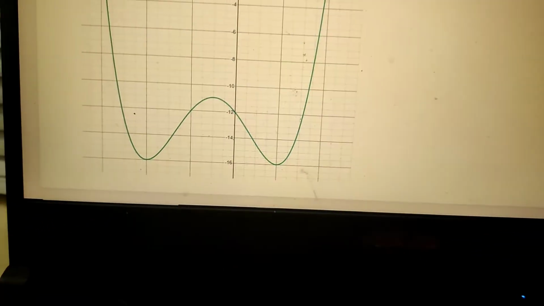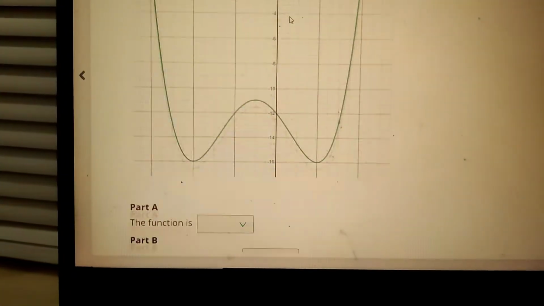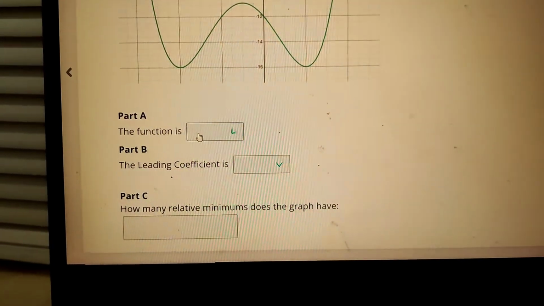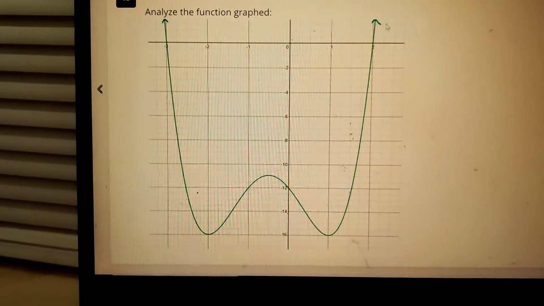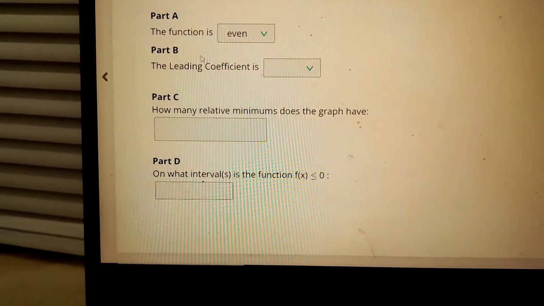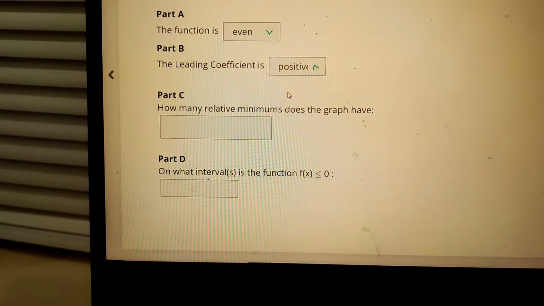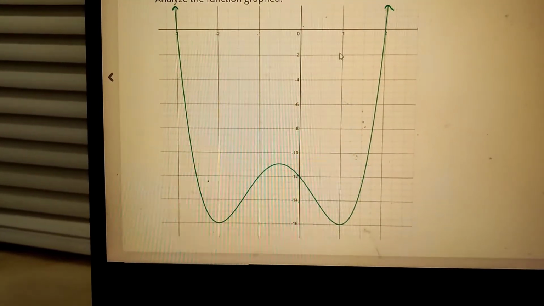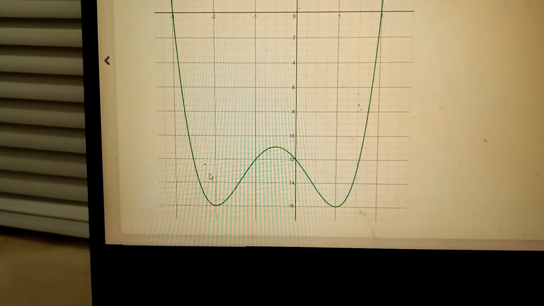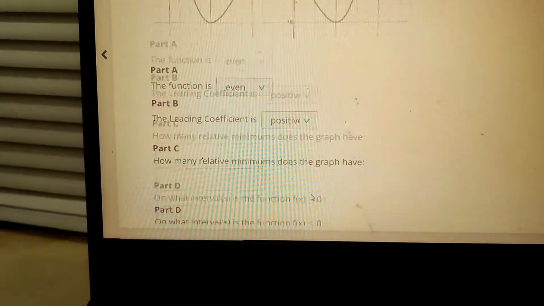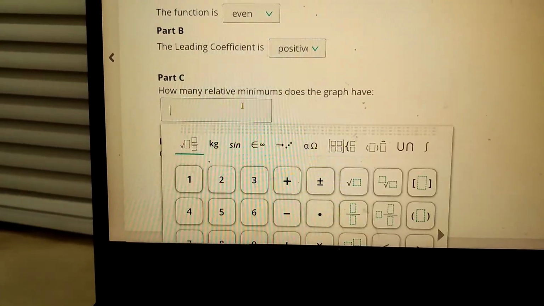All right, analyze the function graph. So we have what kind of thing here, even or odd? Even, since it's matching end behavior. Leading coefficient is positive since it's going up, right? Both ends go up. How many relative minimums does it have? Well, it's got one dip there, one dip there. That is 2.